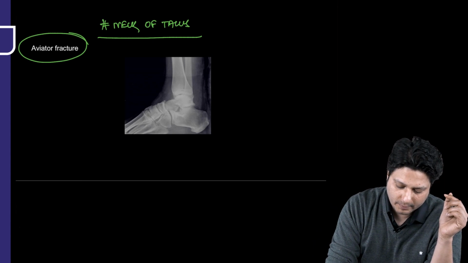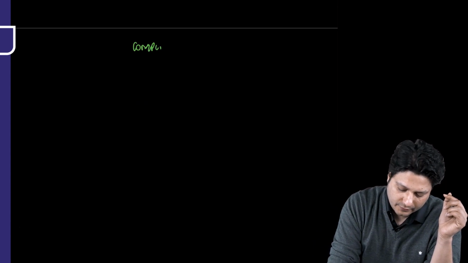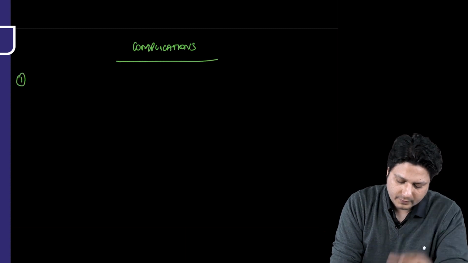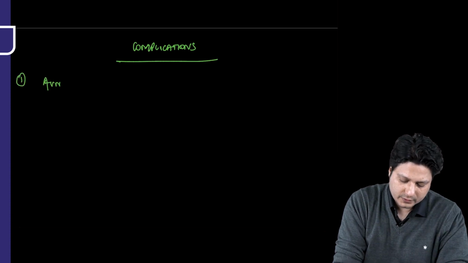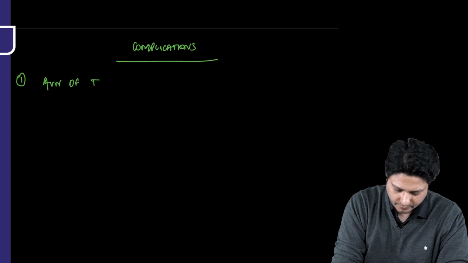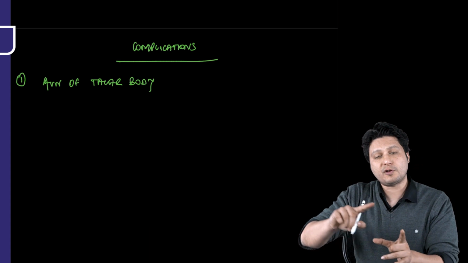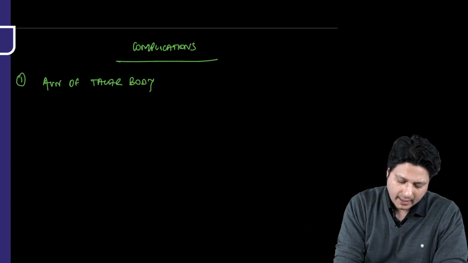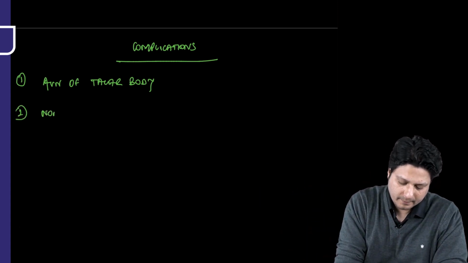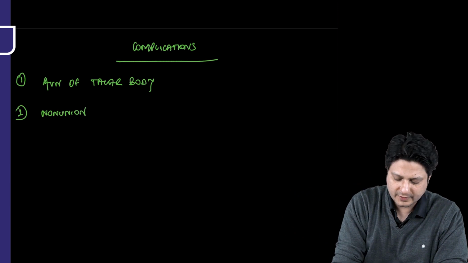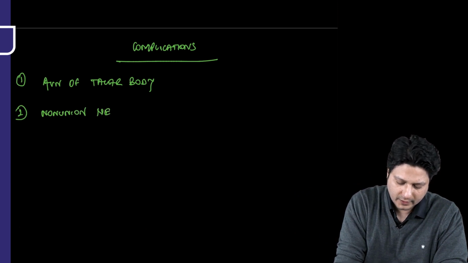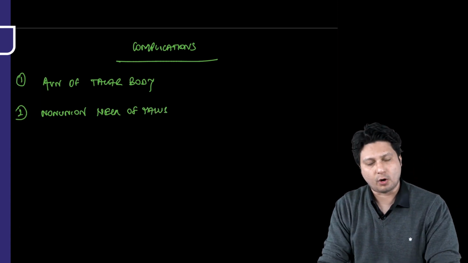Let's talk about the complications first. Now as far as complications are concerned, the first complication is avascular necrosis of talar body. That means body of the talus will be avascularly necrosed. And the second complication is non-union at the fracture site. That means non-union neck of talus. Because of the fracture in the neck of talus, there will be a non-union.